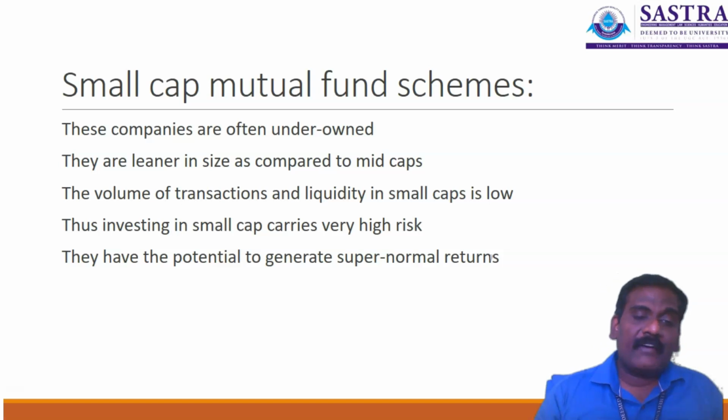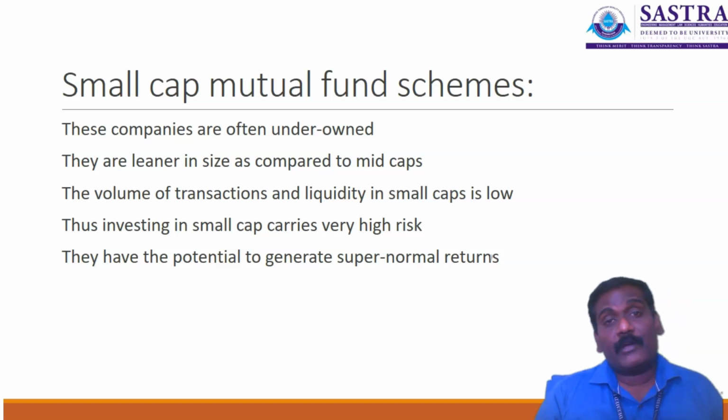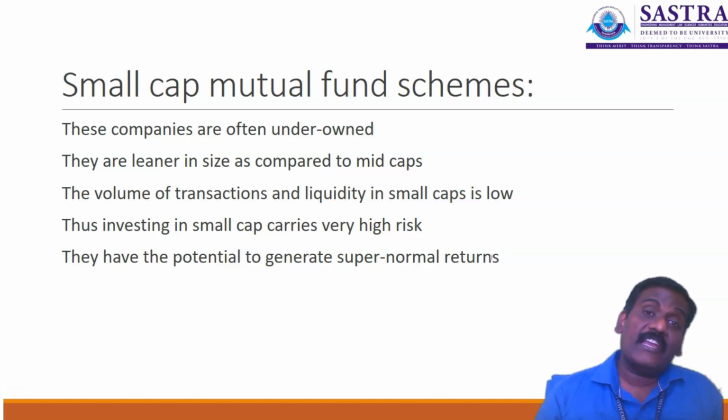And they have the potential to generate supernormal returns. An abnormal rate of return can be generated over a period of time because these companies are highly volatile in the market. The stock prices of those companies are highly volatile. The profitability is somewhat low compared to the medium capitalized companies, but their relative performance has the highest impact on market prices.